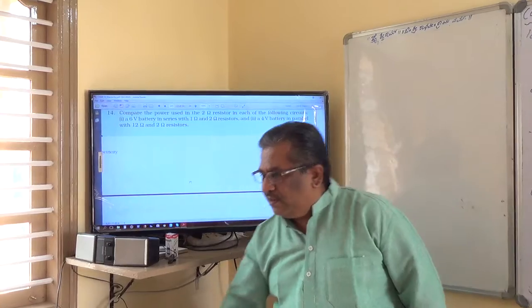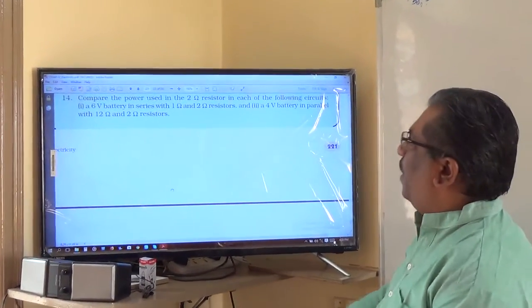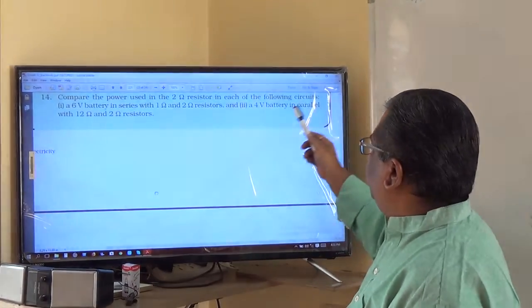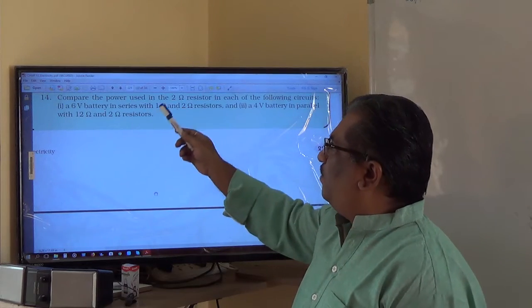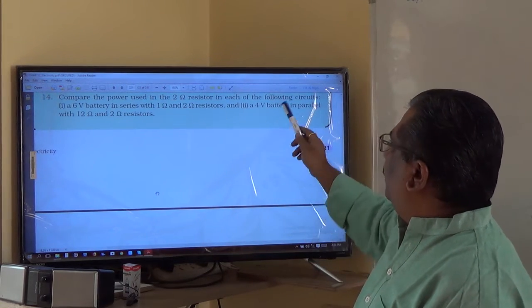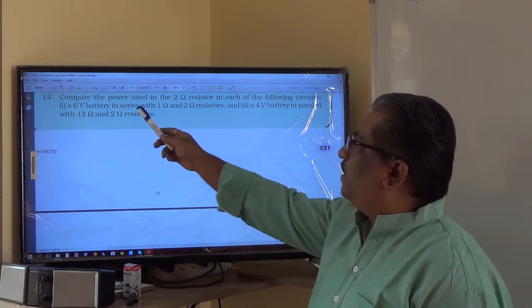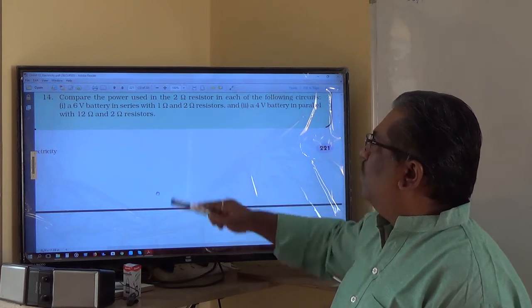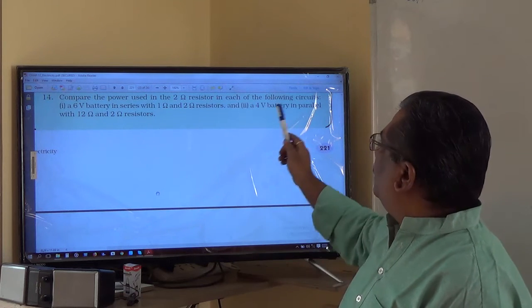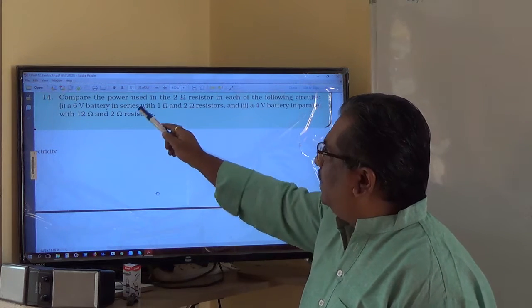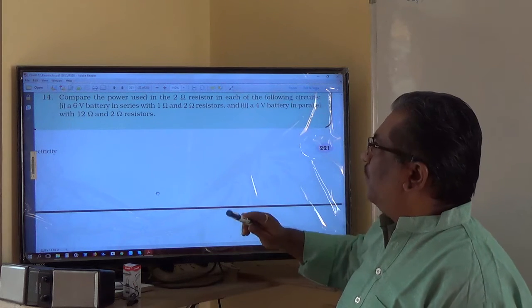14th question. Compare the power used in 2 ohm resistor in each of the following circuits. 6 volt battery in series with 1 and 2 ohm, and 4 volt battery in parallel with the 12 and 2 ohm resistor. So we have to compare the power in a 2 ohm resistor when it is connected in series combination and in parallel combination.